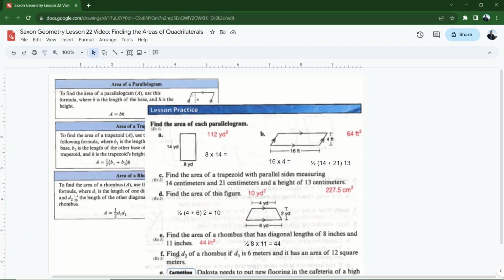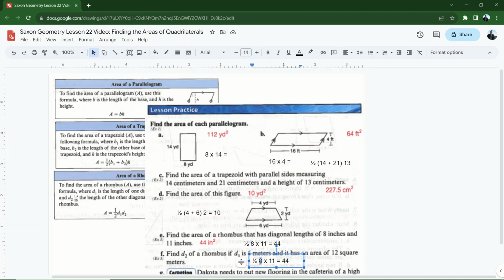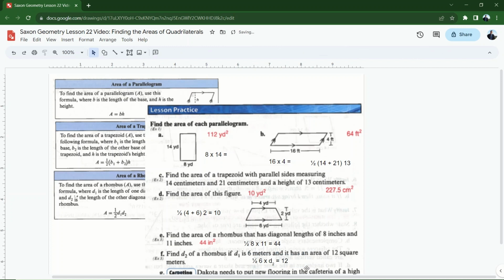All right, this one is a question very similar to one that might come up. This one asks us to find one of the diagonals if we know the area. So you have to be ready to do algebra with these, okay? In this case, we know that diagonal 1 is 6 meters. And let's see, this is going to be diagonal 2, okay? And this is going to equal 12. So to find diagonal 2, if the diagonal 1 is 6 meters and it has an area of 12.